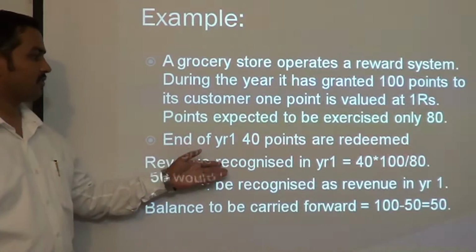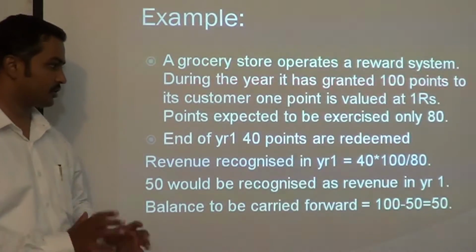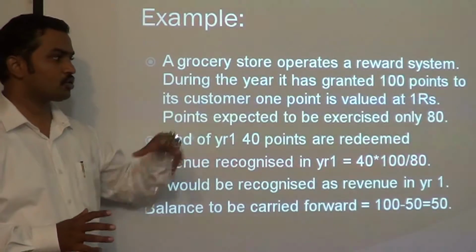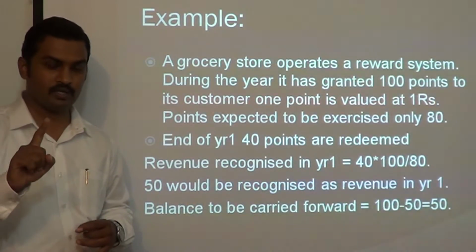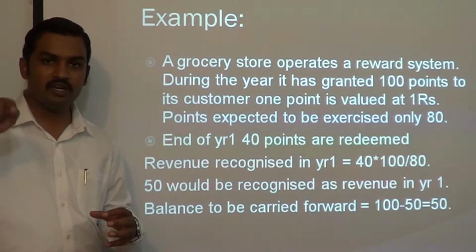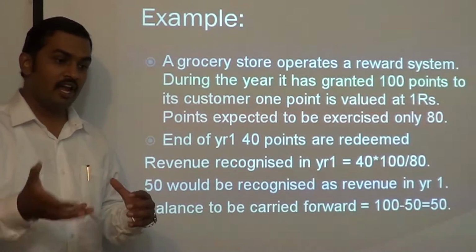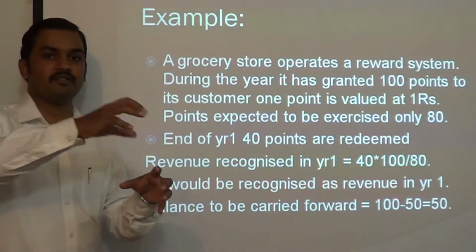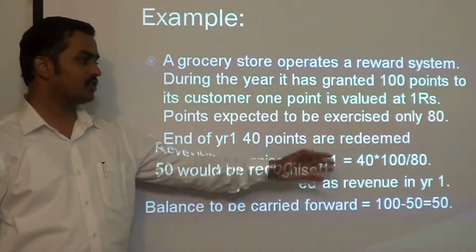At the end of year 1, 40 points are redeemed. So how much revenue should I book is the question that arises. First of all, when the grocery store has allotted those 100 points, we know that the fair value of each point is 1 rupee. The grocery store will treat 100 points into 1 rupee, 100 rupees, as deferred revenue, show it as liability. And in future when these points are being redeemed, a portion of this deferred revenue will be booked as income. So let us see, at the end of year 1, 40 points are redeemed.